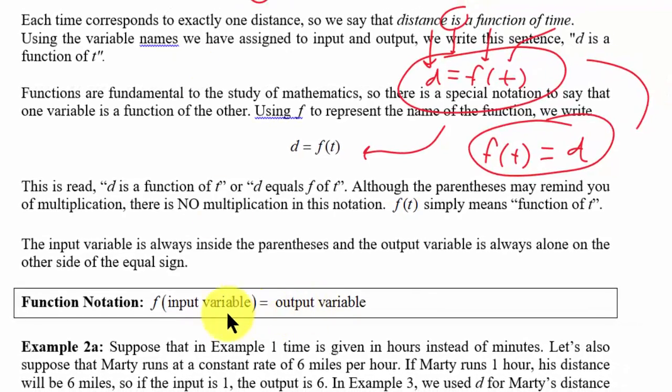But what's important to note, whatever is in the parentheses is always going to be your input variable. So if I were to say, looking at these two, which is your input? Well, whatever's in the parentheses. The t is in your parentheses, so the t would be your input. And whatever's on the other side of the equal sign is your output. So in this case, my d would be my output. Okay, so again, take a moment to digest that.